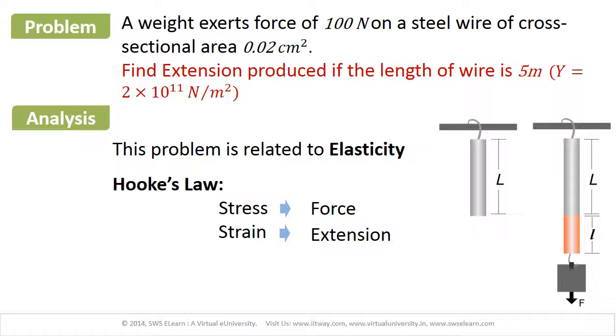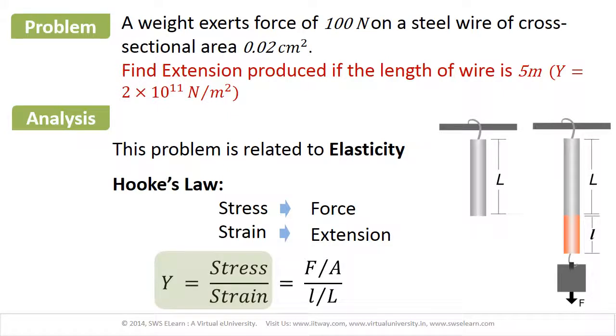Hooke's law states that Y is equal to stress upon strain, and that is equal to force divided by cross-sectional area and the whole divided by extension in the wire divided by length of the wire.